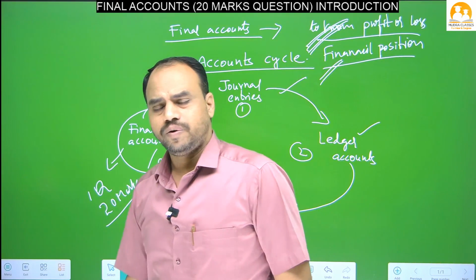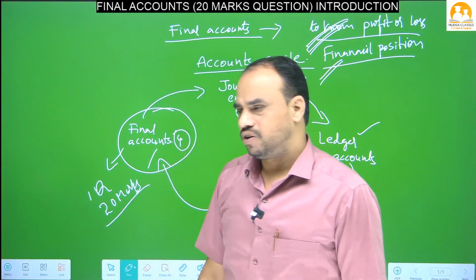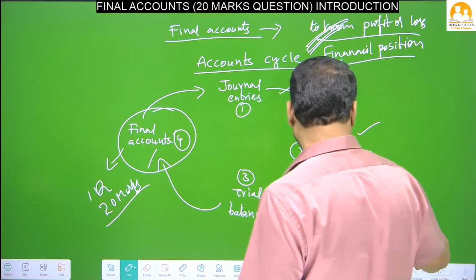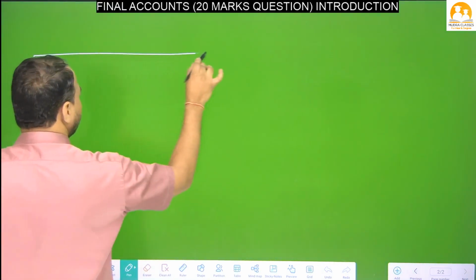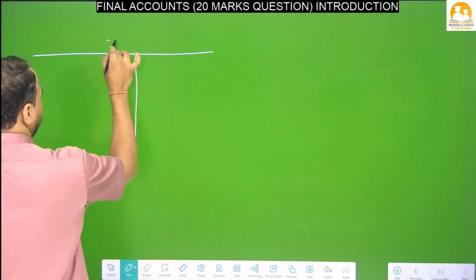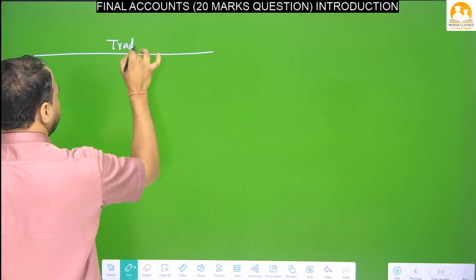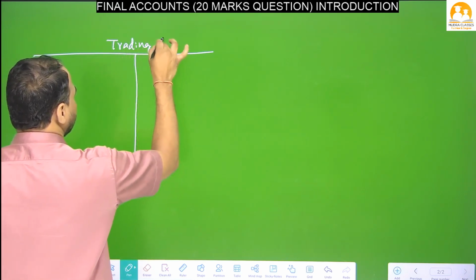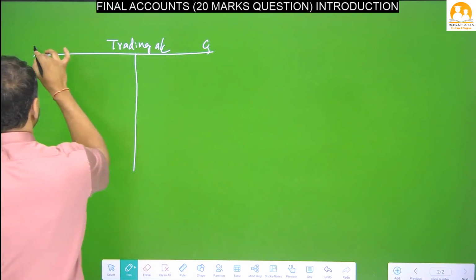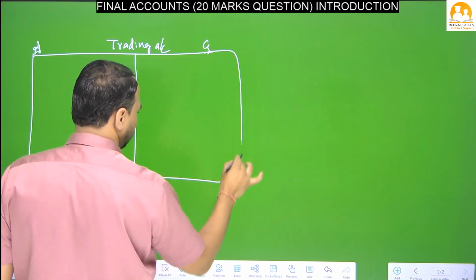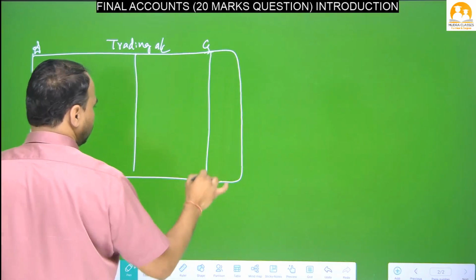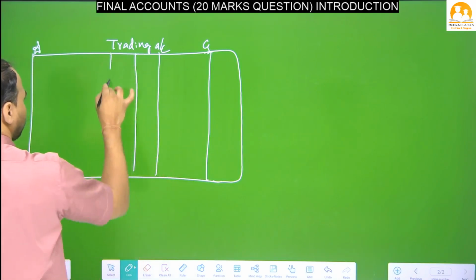In these final accounts we will prepare two accounts and one statement. What will we prepare? We will prepare two accounts. One is the trading account, with credit and debit sides. I am drawing a small one for your understanding.